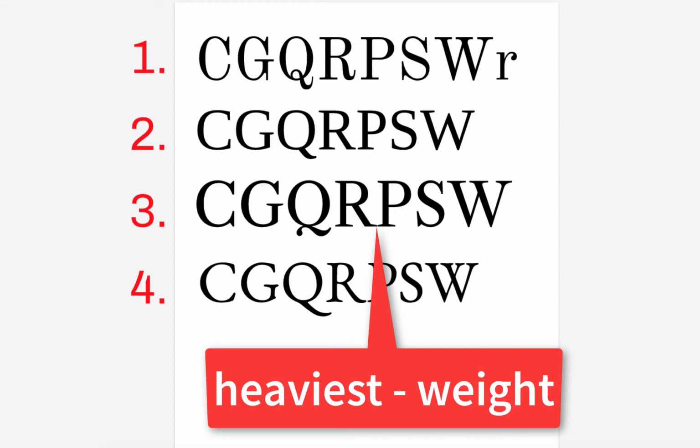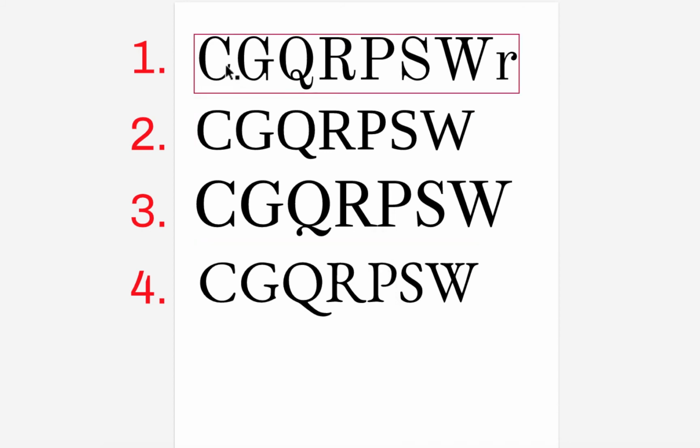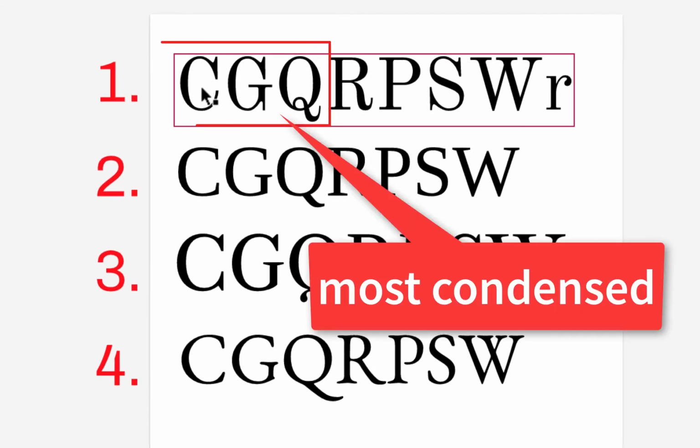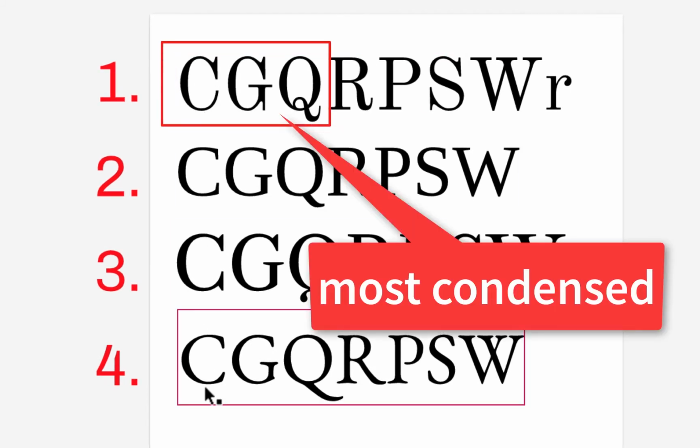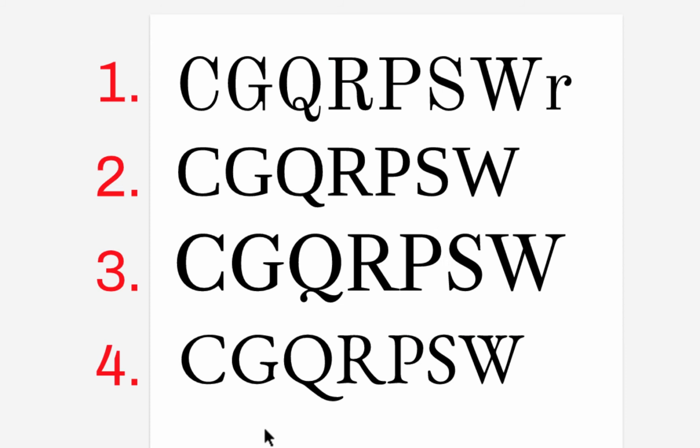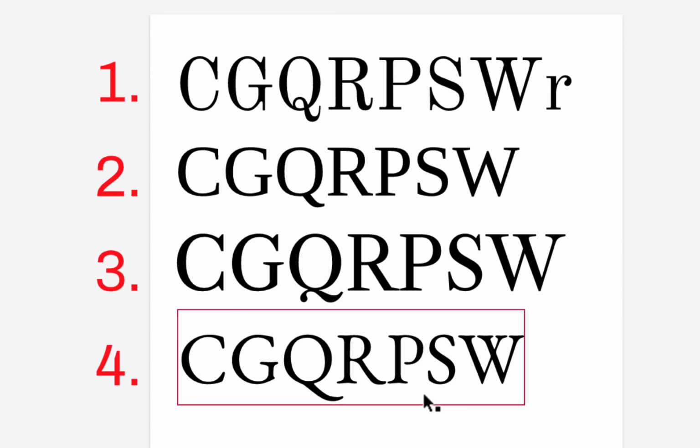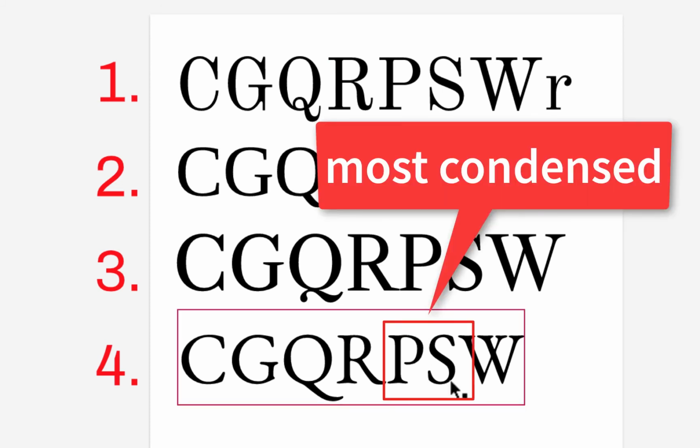Now, as far as the most condensed font, I saw the C, G, and Q as the more condensed letter form out of all of these. Now, it's very close, and it's hard to say. Now, also, if you look at the P and S, they're the most condensed letter forms of any of the P and S's, and even the R, if you take away the tail or the leg, that's more condensed.